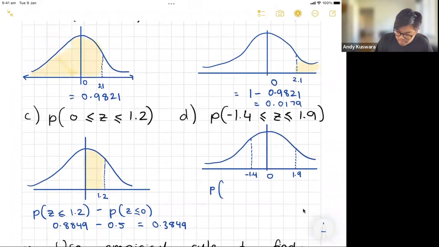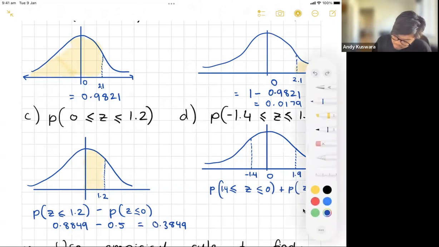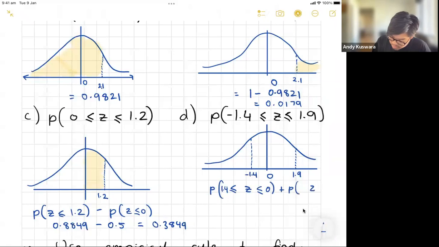So all I'm really trying to do is find the probability of Z between negative 1.4 and 0, and then plus the probability of the z-score between 0 and 1.9. I'm going to have to break it up into two little sections here. So in other words, I'm finding the area between negative 1.4 and 0, and then I'm also finding the area between 0 and 1.9.